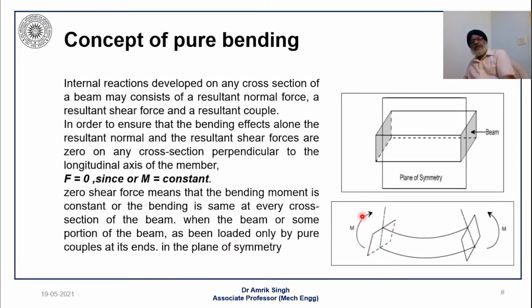So you see, we are talking of a beam which has a rectangular cross section. This is a plane of symmetry which is perpendicular to the longitudinal axis which is passing through the neutral axis of the beam. When we apply the couple, the beam tends to bend like this, and these sections which are perpendicular to this longitudinal axis remain plane.